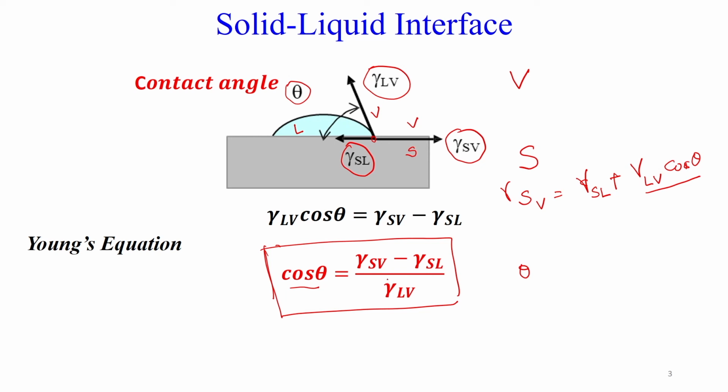Typically, as you know, this gamma liquid vapor we can experimentally measure, as we discussed in the last class, using different methods: detachment method, drop shape analysis method, or the dynamic method. We can experimentally calculate gamma LV, the liquid vapor interfacial tension. Theta, the contact angle, we will discuss today, how we can experimentally measure it. These two we can measure experimentally.